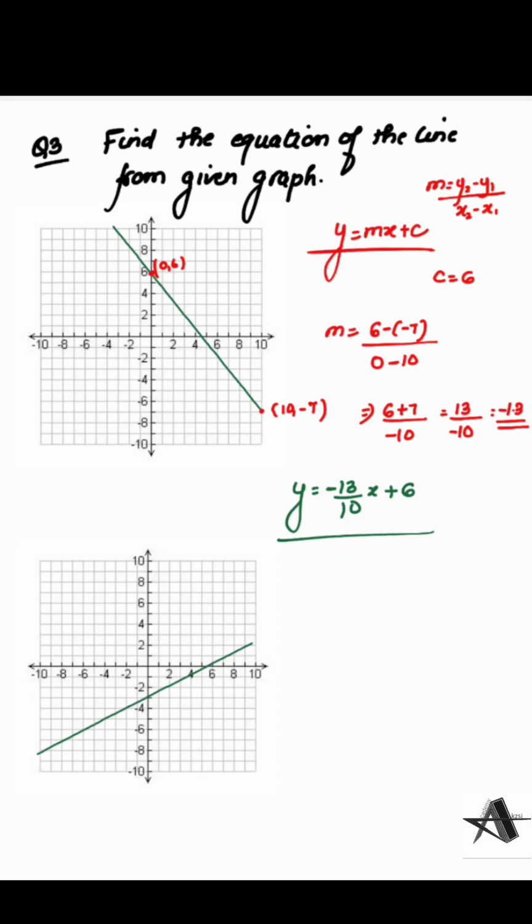Moving on to the next part, I have to do the same thing here as well. That means I need to calculate m and c. C is clearly negative 3, so c is negative 3, no doubt. M is change in y over change in x.